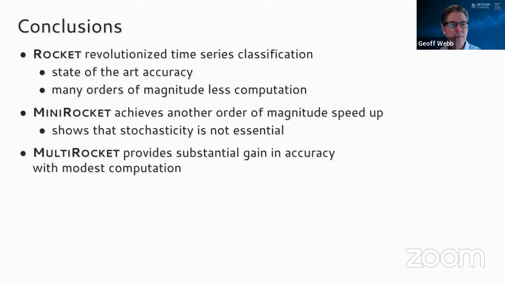So in conclusion, Rocket has revolutionized time series classification, provides state-of-the-art accuracy and many orders of magnitude less computation. MiniRocket achieves yet another order of magnitude speed up and shows that the randomness that's inherent to Rocket isn't actually important for its performance, for its accuracy. And MultiRocket provides a substantial gain in accuracy with modest computational costs.